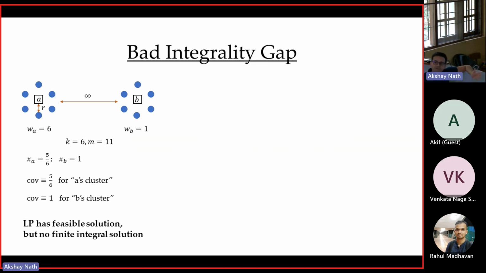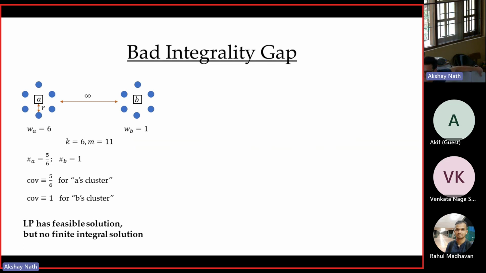And since I've opened only 5/6, every client around A also has coverage 5/6. It cannot get anything more. But the total sum of coverages for these 6 fellows with 5/6 on them is 5, and the coverages around B give me 6. So M is equal to 1. So the LP has a feasible solution, but you cannot do anything integrally. Okay, so this is an example of an integrality gap. This happens often in approximation algorithms. You want to solve the problem, you write a natural LP that comes to mind, and you find an integrality gap, and what do you do next?